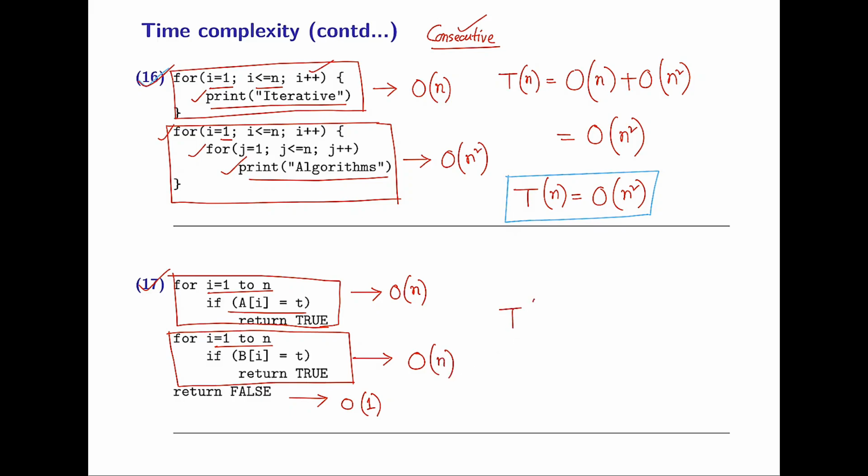So here also the loops are consecutive loops instead of nested loops. So Big O of n plus Big O of n. If we write the answer, it will be Big O of n. So the answer in this case, for question number 17, is Big O of n.